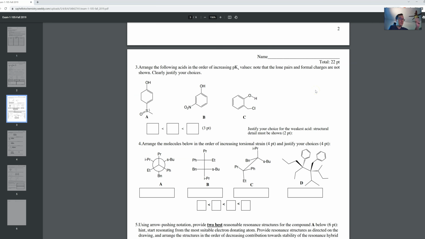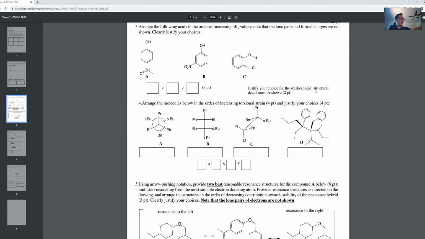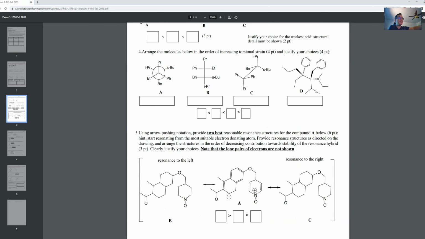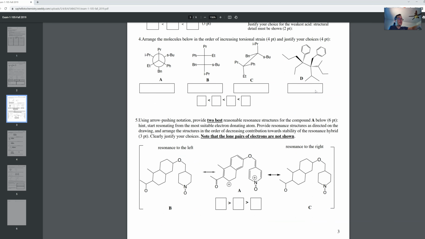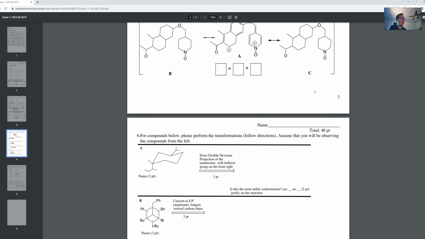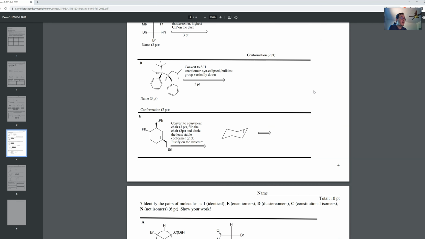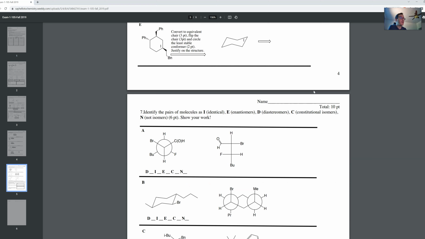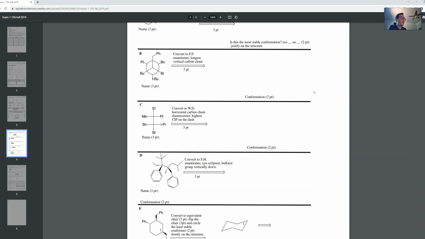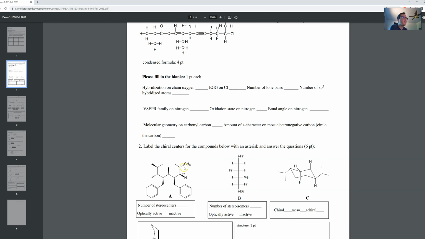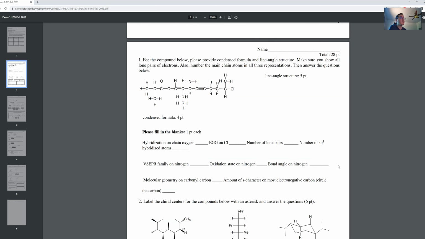Again, if things are missing, let me know. 4, yes, good question. 5, yes, good question. Resonance and choosing stability. 6 would also be a good question. Some conformational analysis here. Not number 7, though, because that is stereochemistry. So 1 through 6 should be doable, except for the first part of number 2. You don't have to worry about chirality yet. Okay, so I would take a look at those as well.